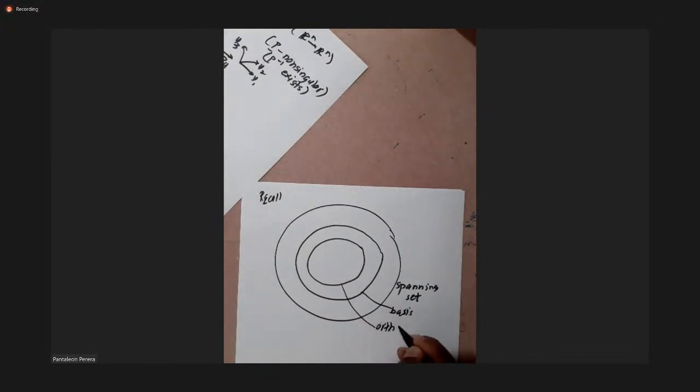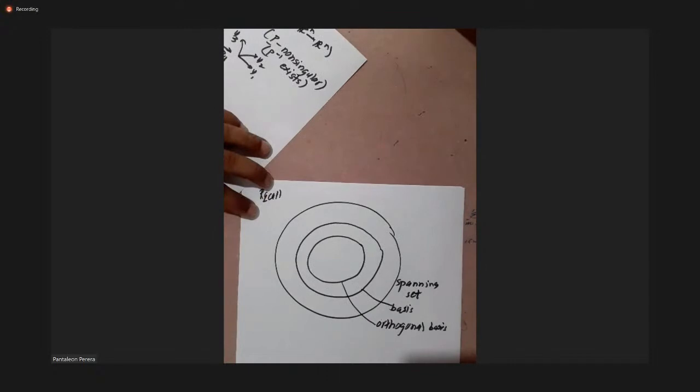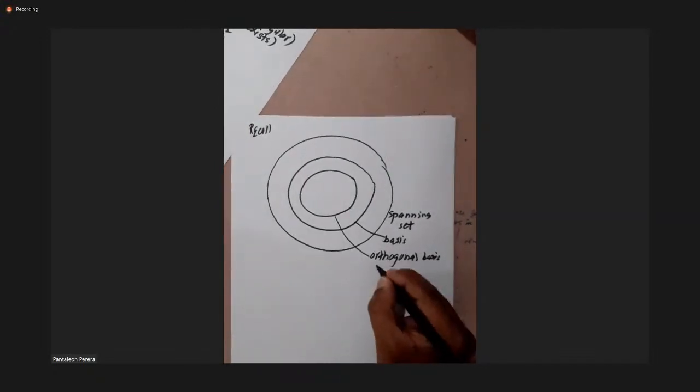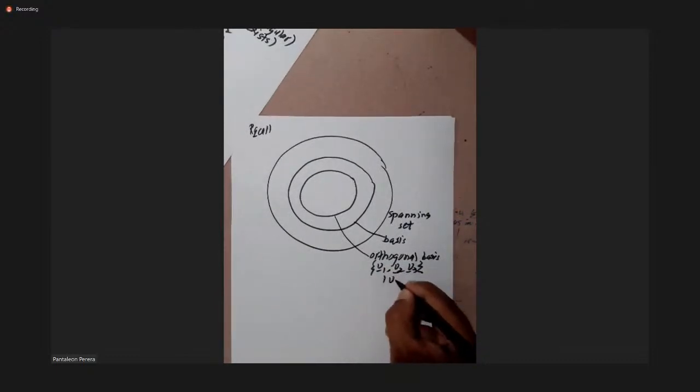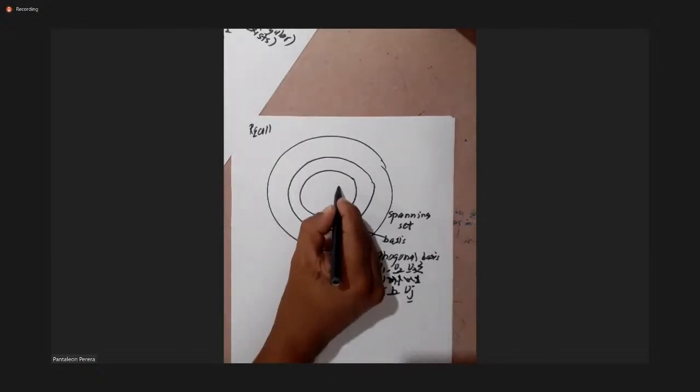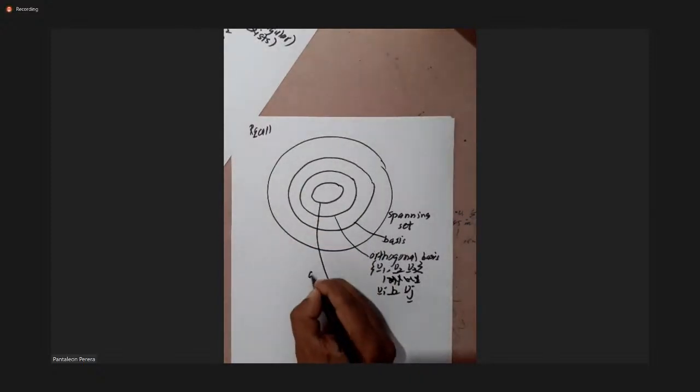Then you have orthogonal vectors, orthogonal bases. What do you mean by an orthogonal basis? Means those vectors, say in R3 you have V1, V2, and V3, each vector is perpendicular to the other vector. Vi is perpendicular to Vj. They are normal to each other. Like, for example, 2i, 3j, 5k. All are perpendicular to each other. Then, that's also not enough for us.